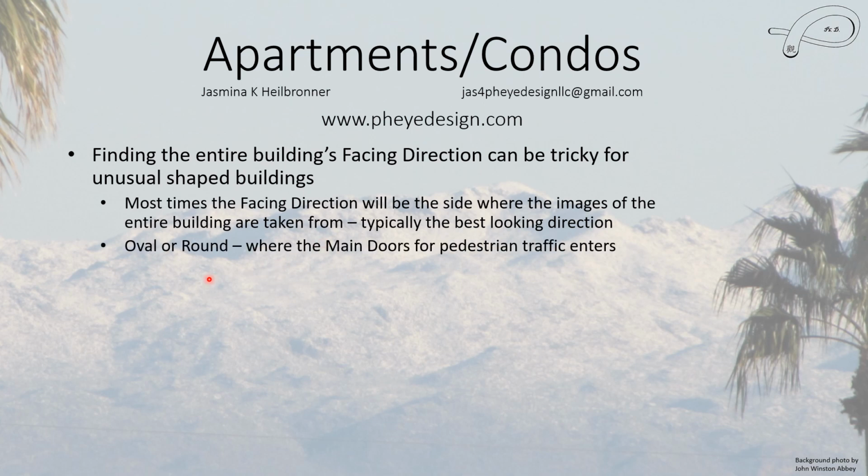If you have an oval or round building, which again is usually a very expensive apartment, then it's where the main doors are located for the pedestrian traffic. So if someone is dropped off by a taxi and is visiting, it's those doors that they enter. You may have a different door that you get from parking. You may have a parking deck somewhere. You may enter a different door, but this is the door. It's the main door for outsiders. That will define the facing direction. And of course, it's 90 degrees perpendicular to the doors.